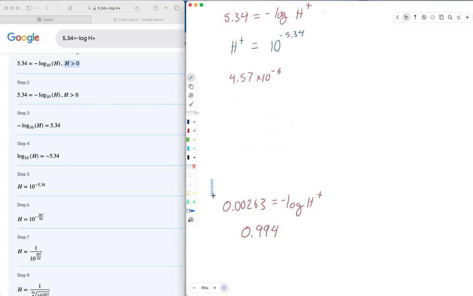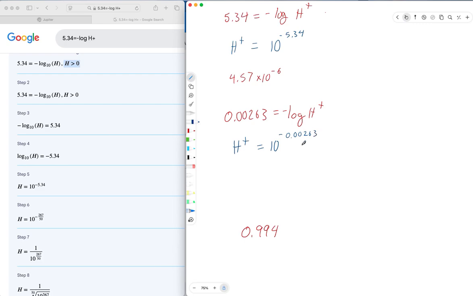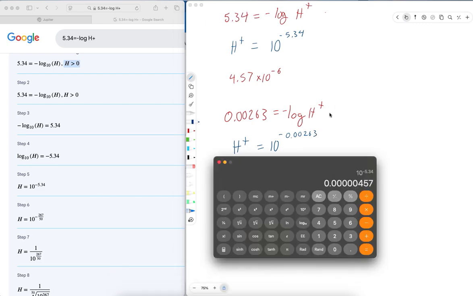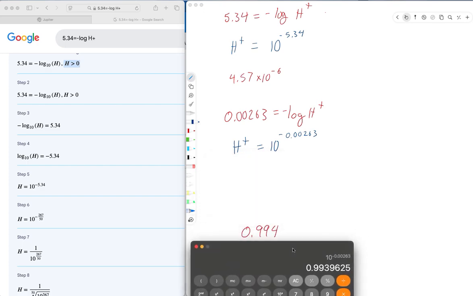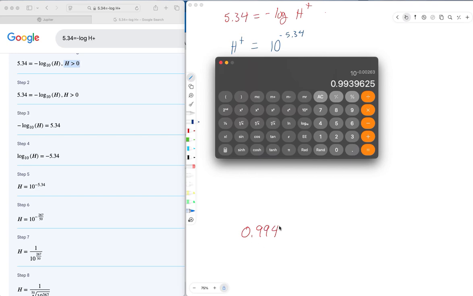So this is going to be the same thing without me having to do the calculations. I'm going to say H plus is equal to 10, because this is a negative sign here, to the negative 0.00263. So I pull up my calculator and I all clear it, and I say 10 to the negative 0.00263, equals, and then that gives me 0.994, because I rounded this up to where it dropped.